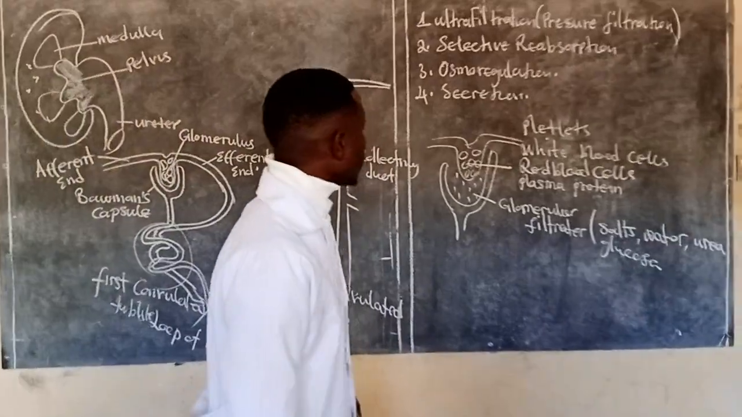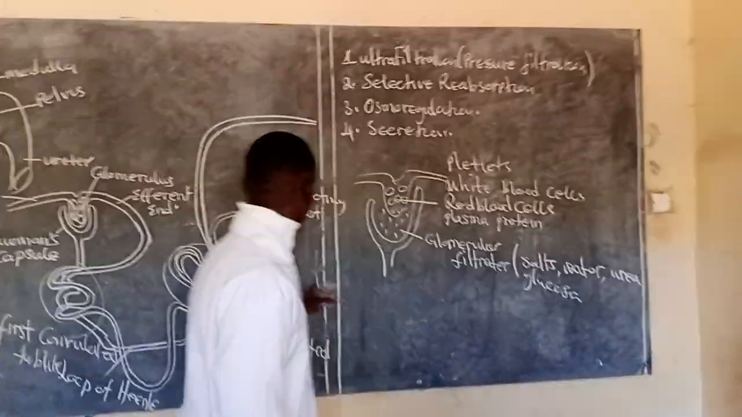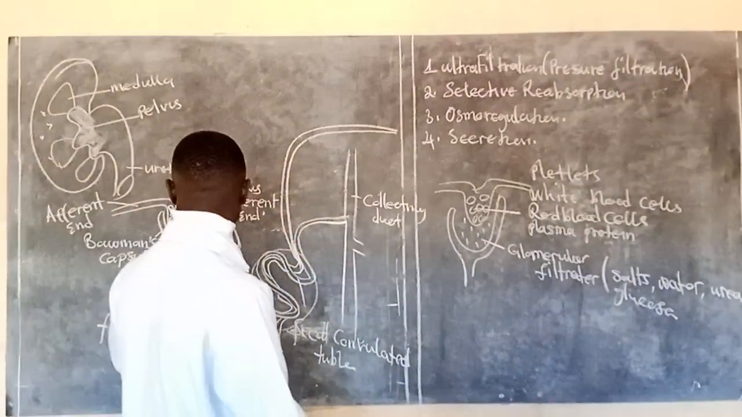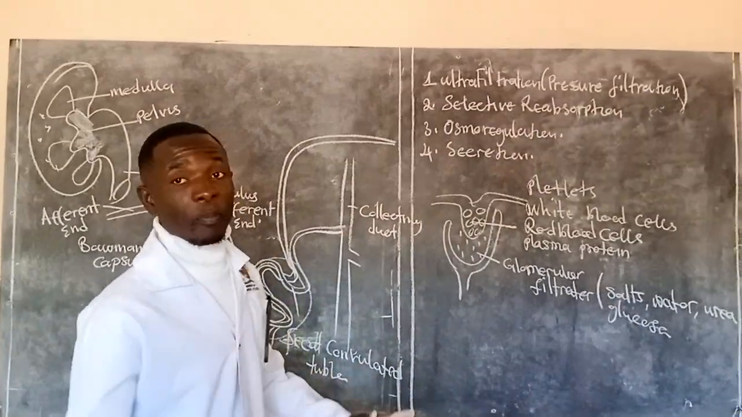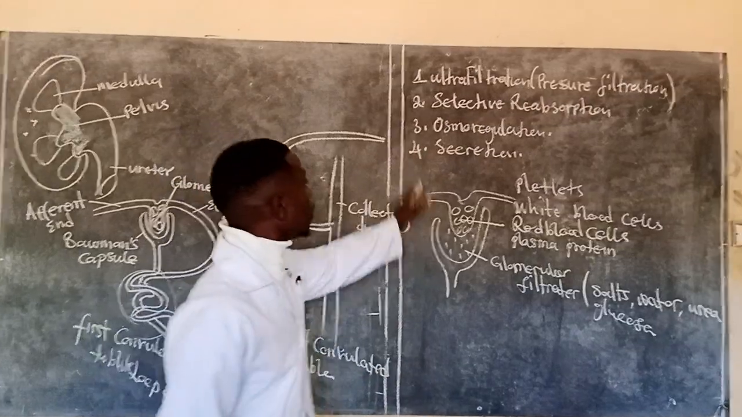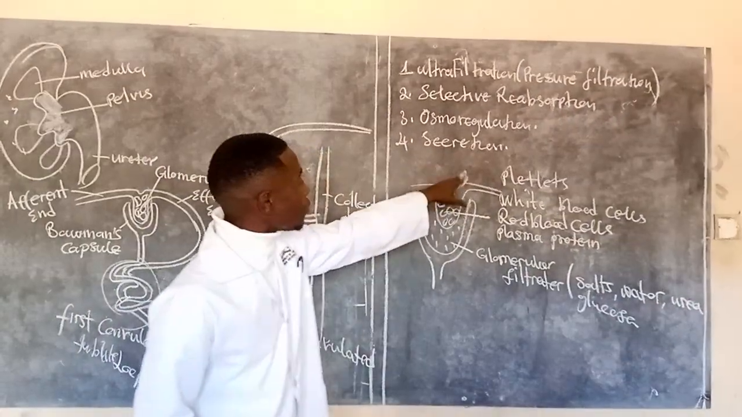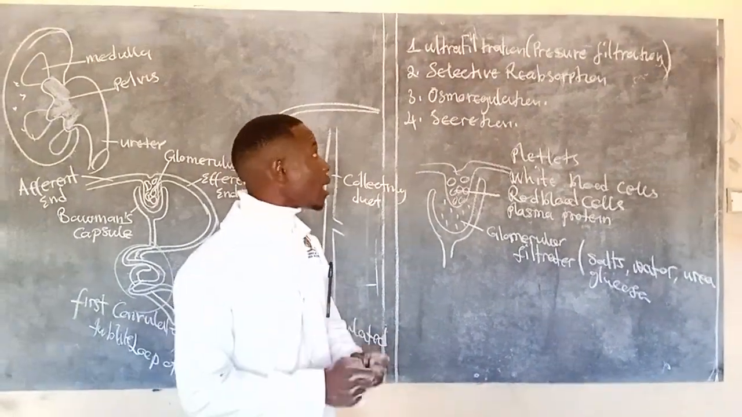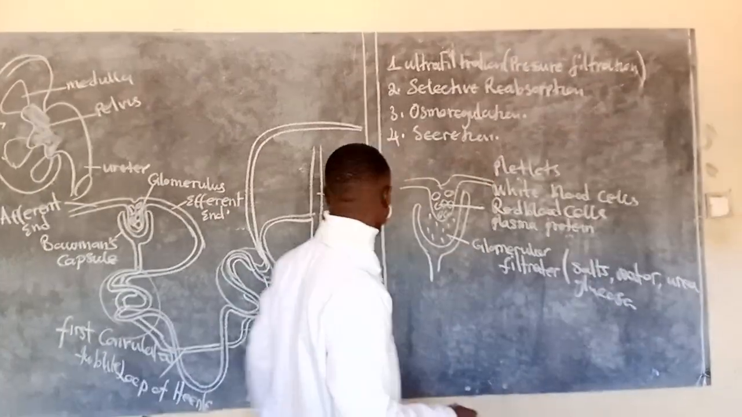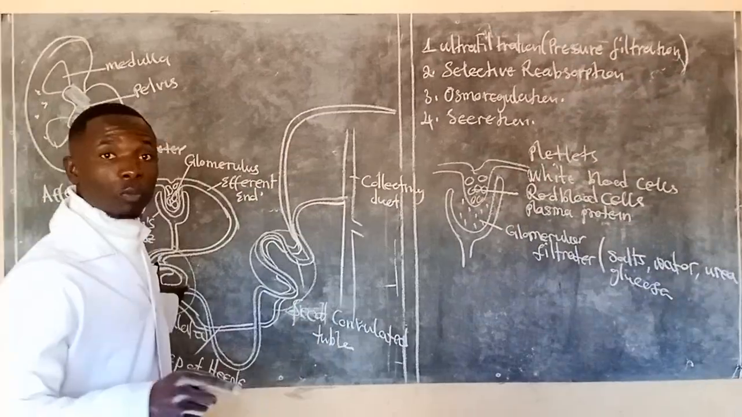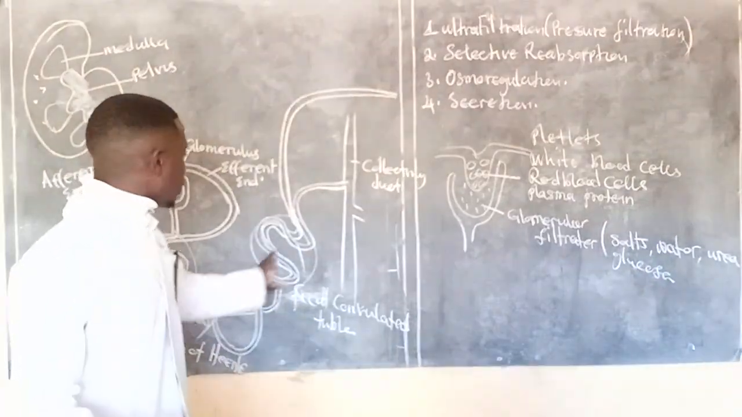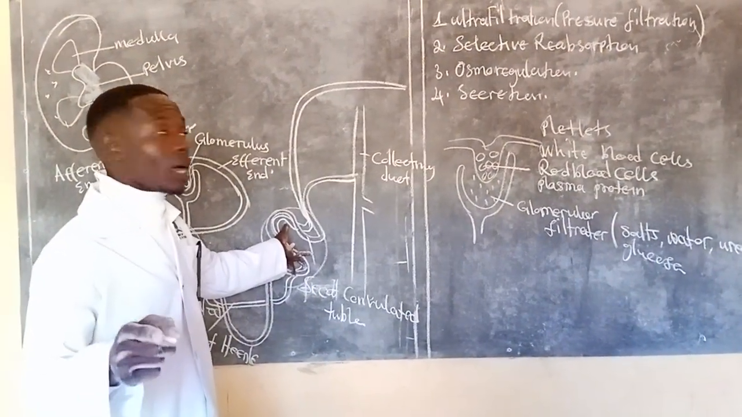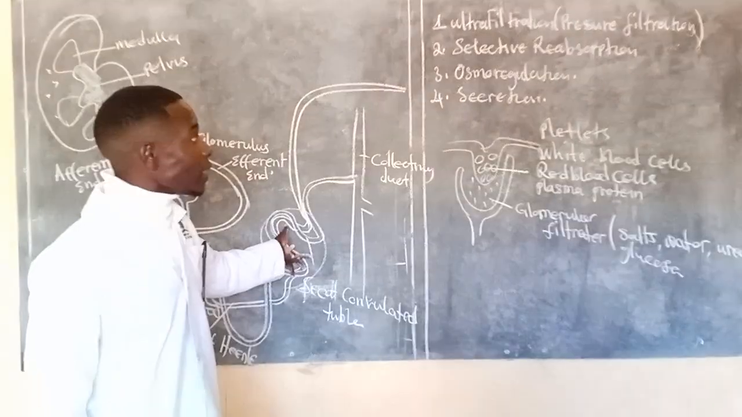This glomerular filtrate, as it passes through these tubes, will reach the first convoluted tubule. Now, what will happen to these things? Selective reabsorption. In the first convoluted tubule, all glucose will be reabsorbed, but only some water. But in the second convoluted tubule, all water will be reabsorbed, but only some glucose. This is what you need to understand about this.